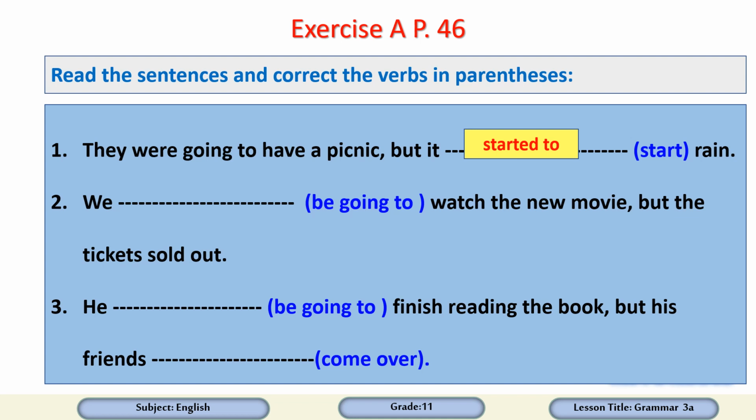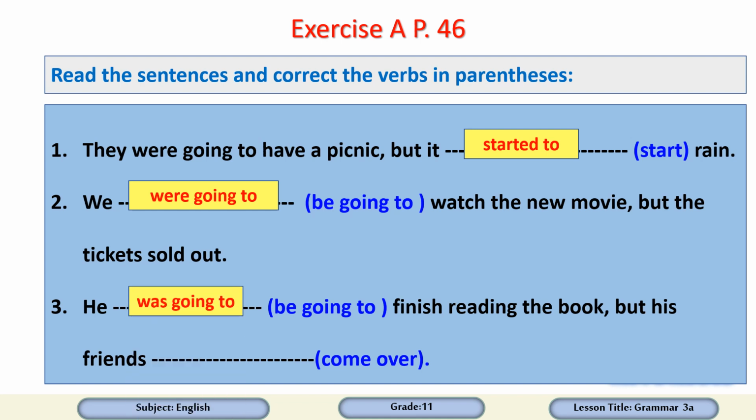Second sentence. Was going or were going? Yes, very good. Were, because here it's plural. So we were going to watch the new movie, but the tickets sold out. We finish with the third sentence. He, yes, very good. He was going to, because it's singular. And his friends, yes, it must be in the past simple, came over. So the sentence: he was going to finish reading the book, but his friends came over.